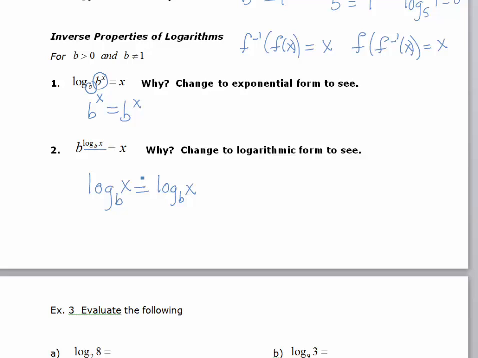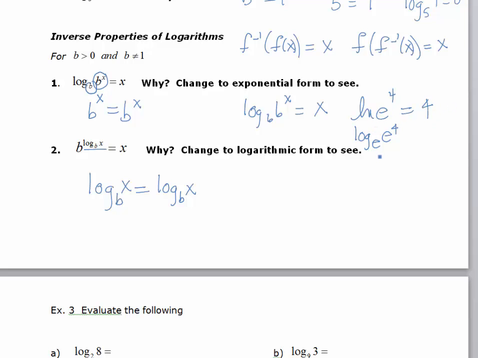So before we evaluate a couple of these, I'll give an example of each one of these. If you have the log base 6 of 6 to the x, that's going to equal x. How about a natural log? If I do the natural log of e to the 4th, since that's the same thing as log base e of e to the 4th, that's actually equal to 4.